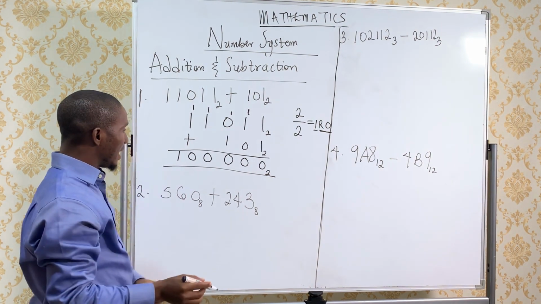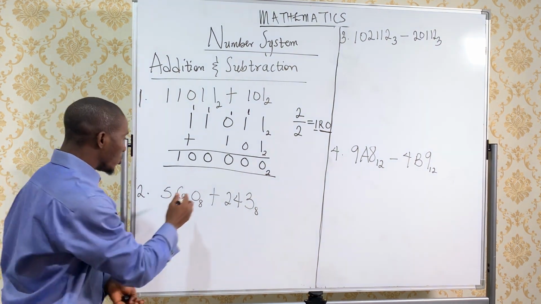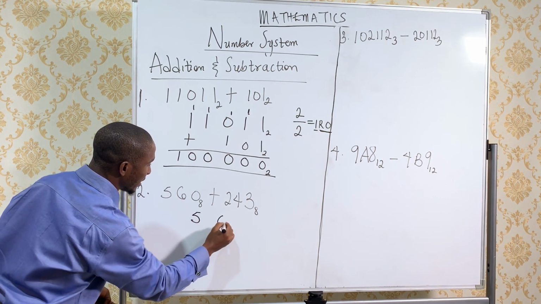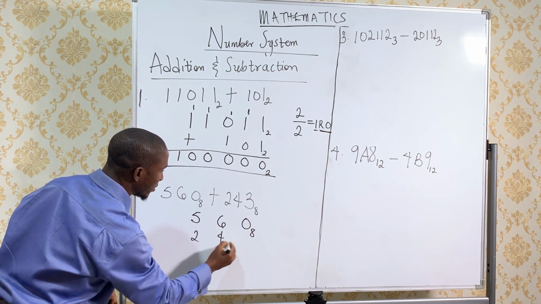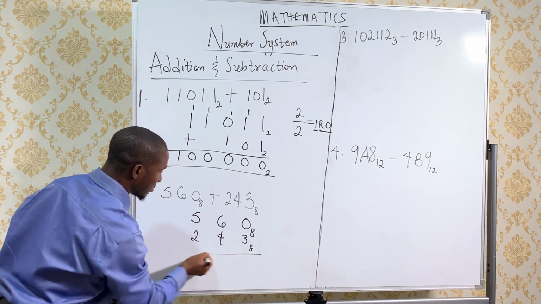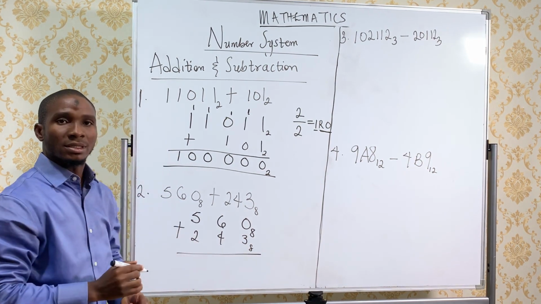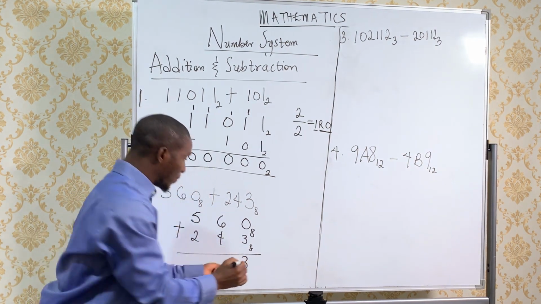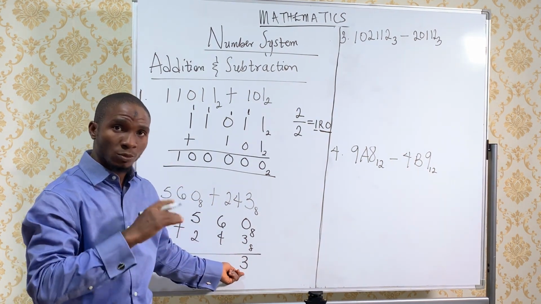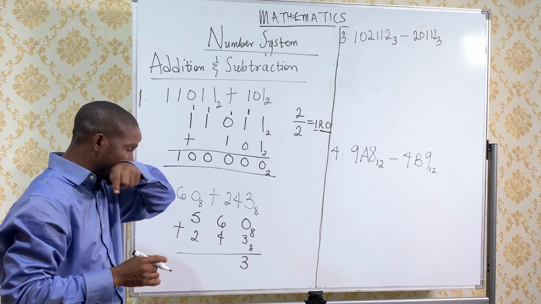Now, let's look at base 8. We want to add 560 in base 8 with 243 in base 8. Addition. Now, 0 plus 3 will give us 3. You put down 3 since 3 is not up to 8. Now let's look at the next one.